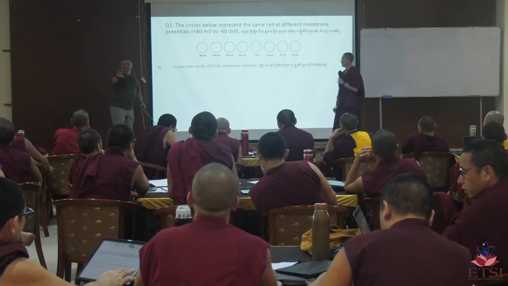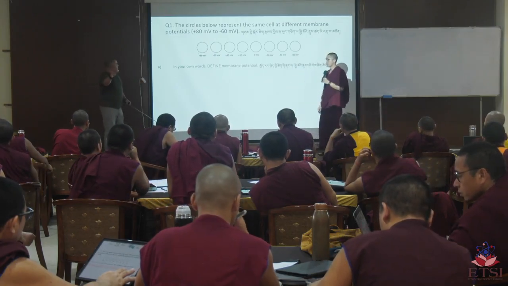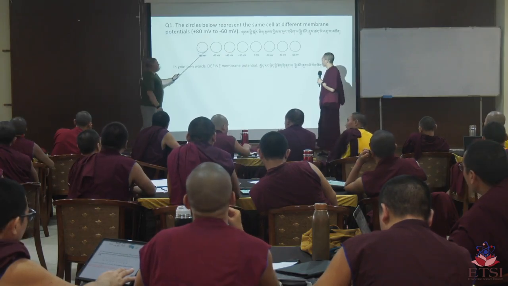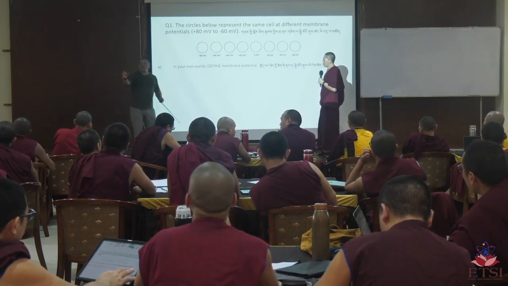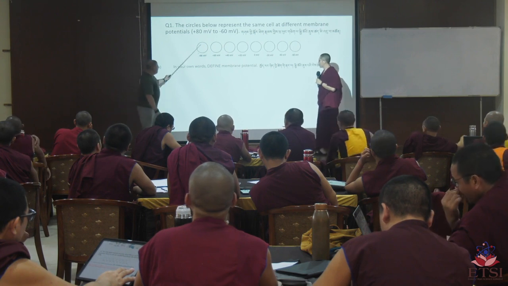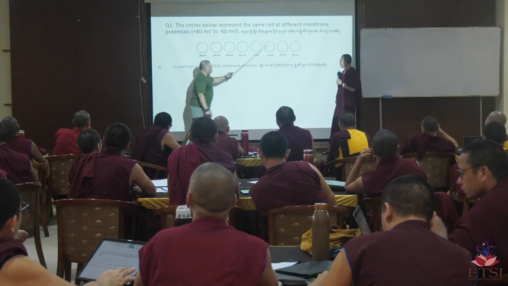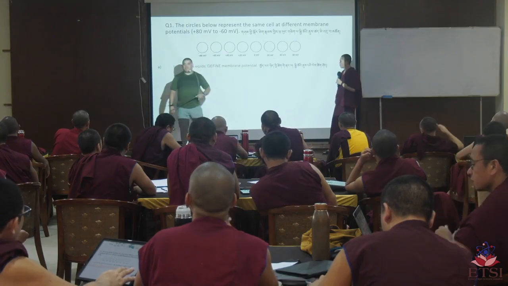Minus 70. 70, give or take, right? Close to minus 70. Now let's pretend that these different cells have a different rest potential. Negative, plus 80, plus 60, plus 40, 20, 0, negative 20, negative 40, negative 60.